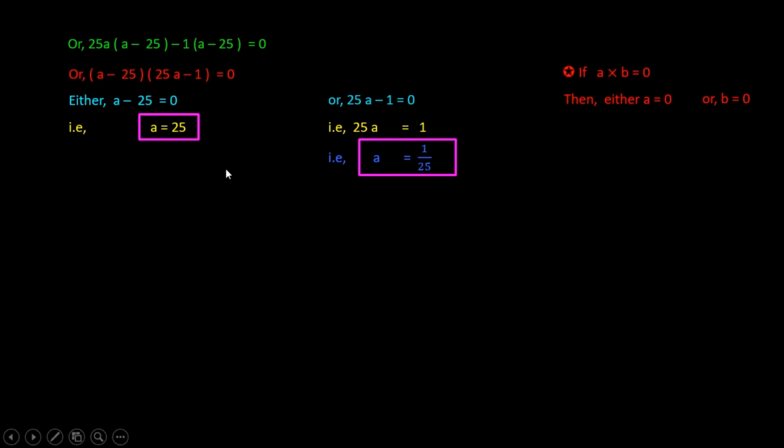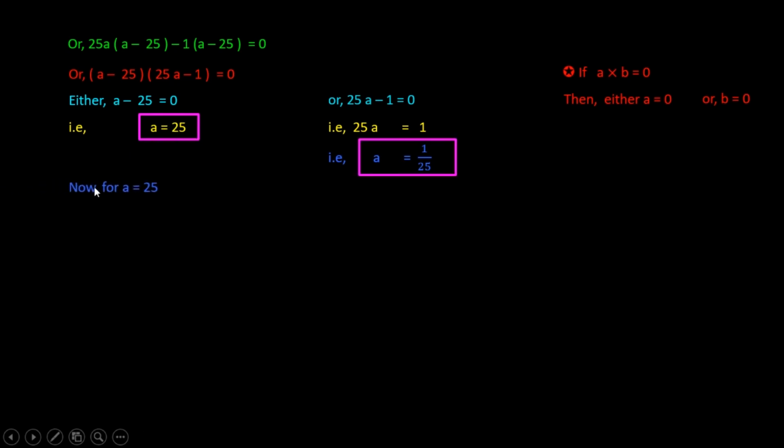But this is not your complete answer, as the question asks to solve for x, so you have to find the value of x. There are two values of x. For this, you have to solve for a equal to 25 and a equal to 1 by 25. So let's take out the value of x from this part.